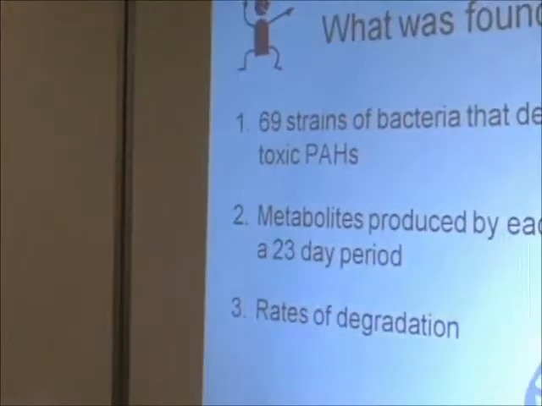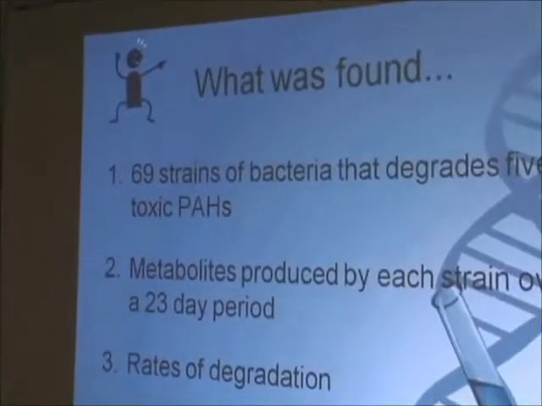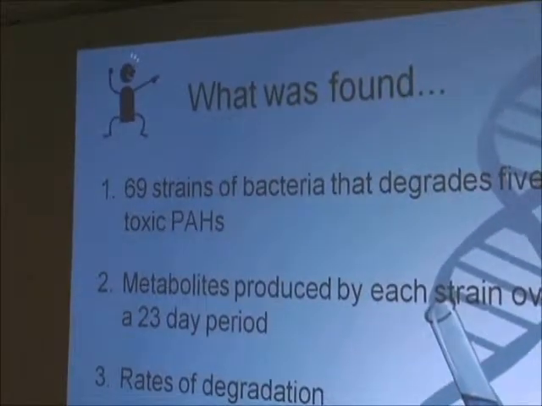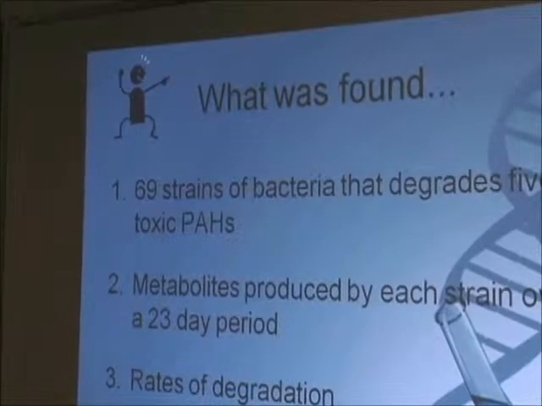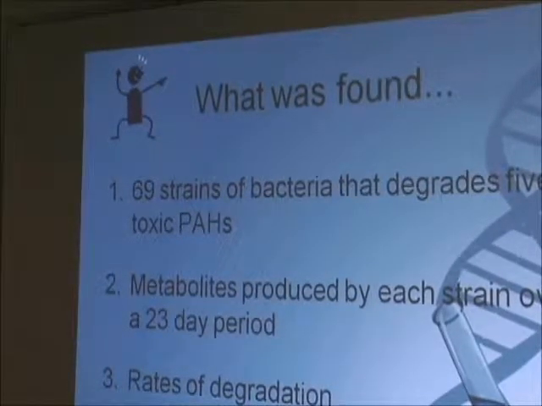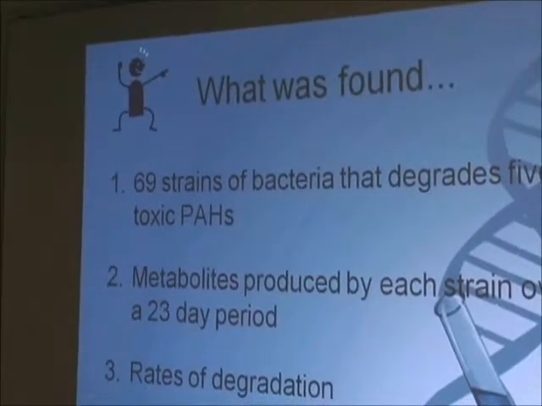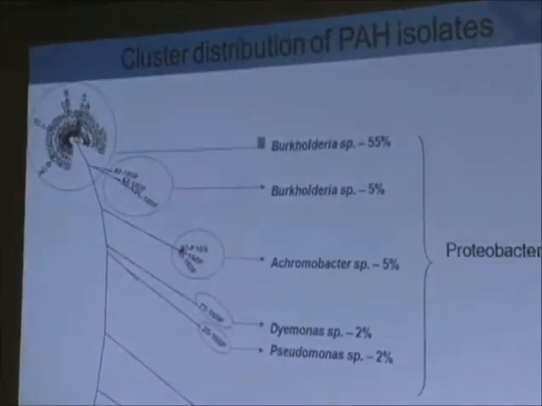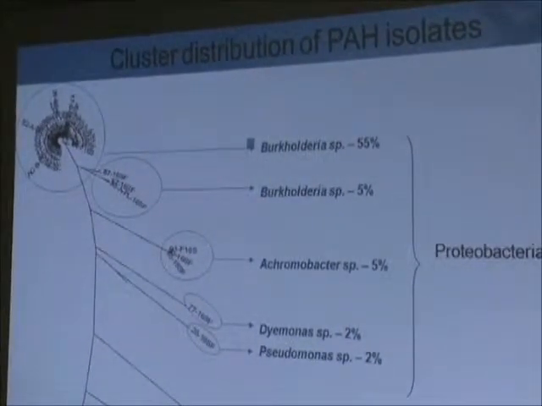Now, what we found from our research, I'm just briefly going through the previous research that you have right here. We found that there were 69 strains of bacteria we were able to identify that could degrade these PAHs. We found the metabolites that were produced by these PAHs through degradation over a 23-day period, and we found out the rates of degradation.